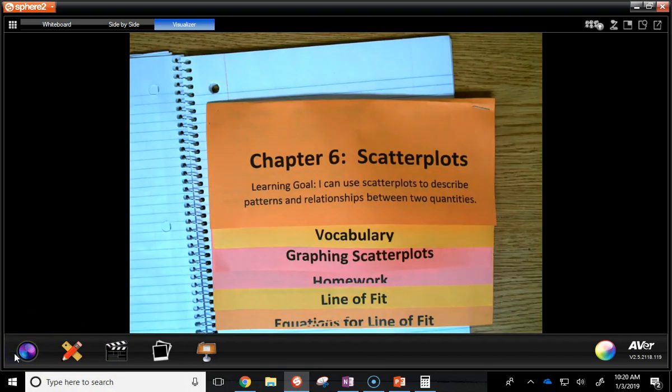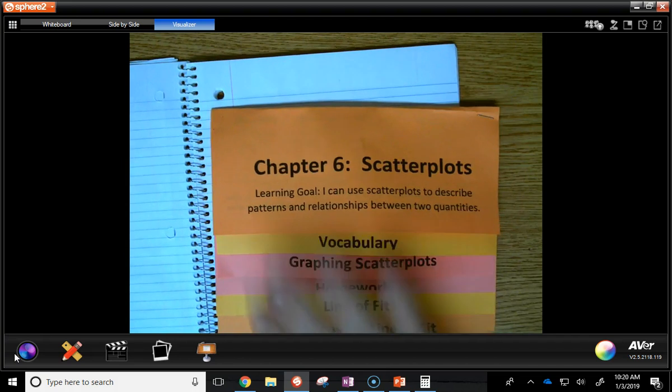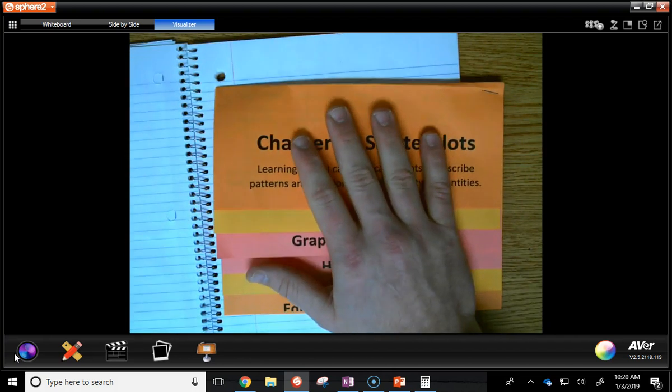Alright, so go ahead and have your packet of Scatterplots in front of you. This is where we will be doing all our work for this chapter. So you must keep track of this. All your important work will be found in here. We will be gluing it in our notebook.